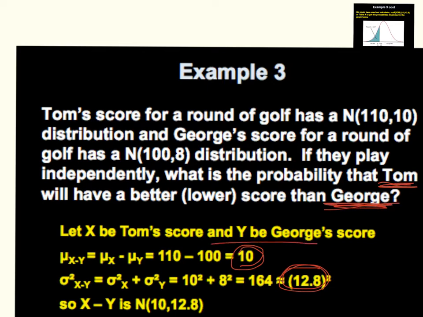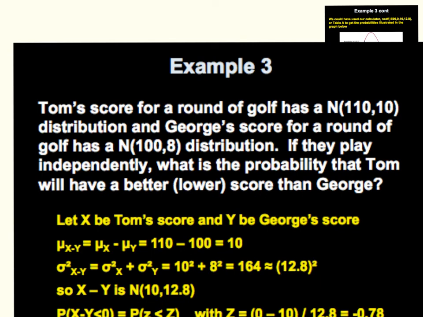And these numbers are the difference in their scores, which is plus 10 in favor of, well, in favor of Tom, but that's a bad thing in this case, as golf scores are better when they're lower. So what do we do? How do we go about this one?